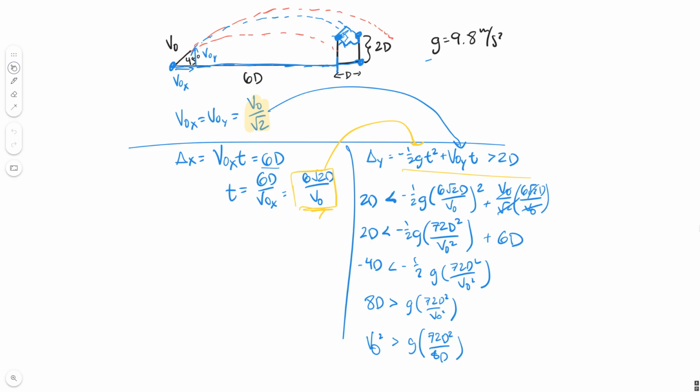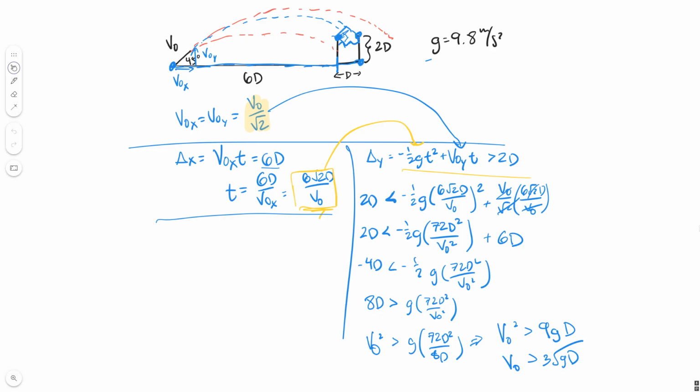This allows us to cancel a little bit. I'm going to keep going over here. Velocity squared. 72 divided by 8 is a nice round number. We have 9g, and then d squared divided by d is just d. So our lower bound for the initial velocity is actually going to be 3 times the square root of that constant g and the diameter of the water tank. Okay, so we're basically halfway done.